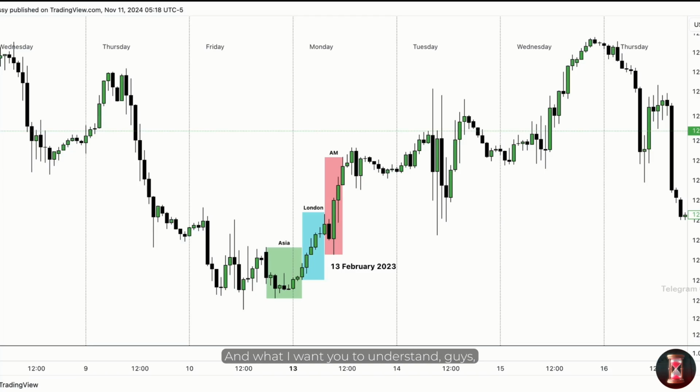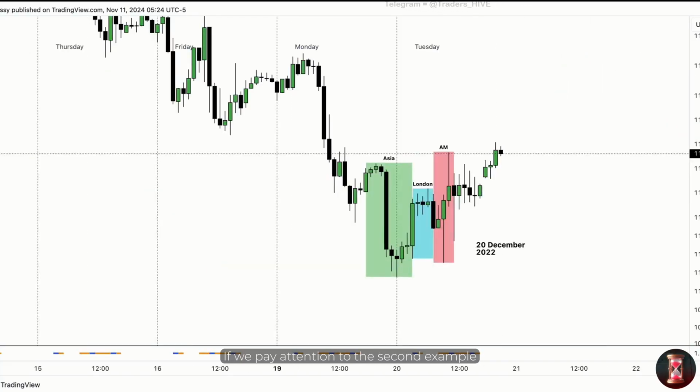And what I want you to understand, guys, is that if we are anticipating that the underlying order flow will be bullish for the day, we can anticipate that instead of New York reversing on the London trend, it's likely going to continue the London expansion if it took place into our anticipated direction.